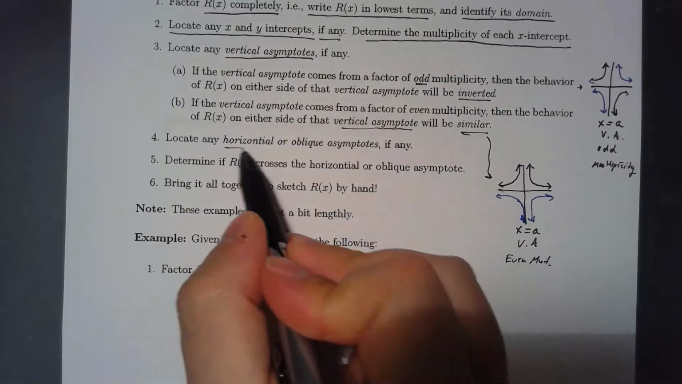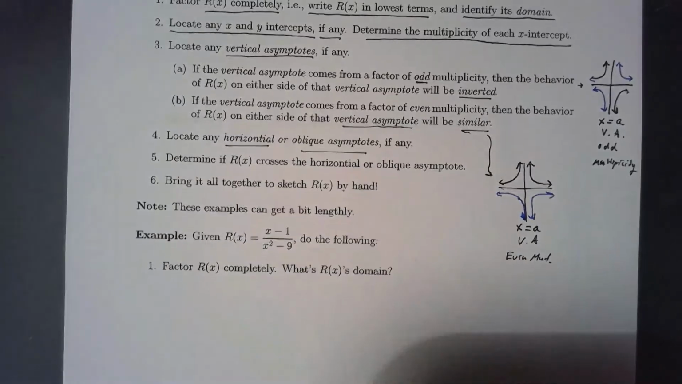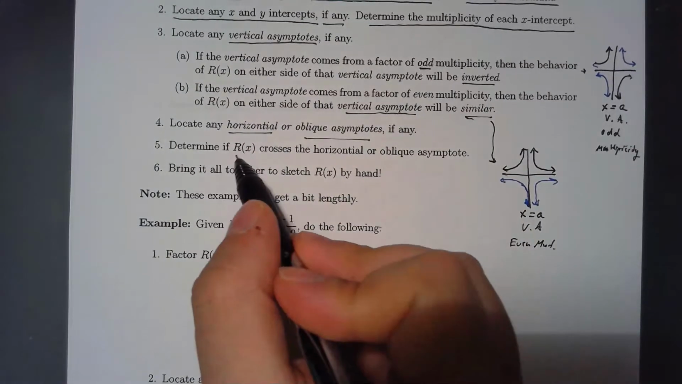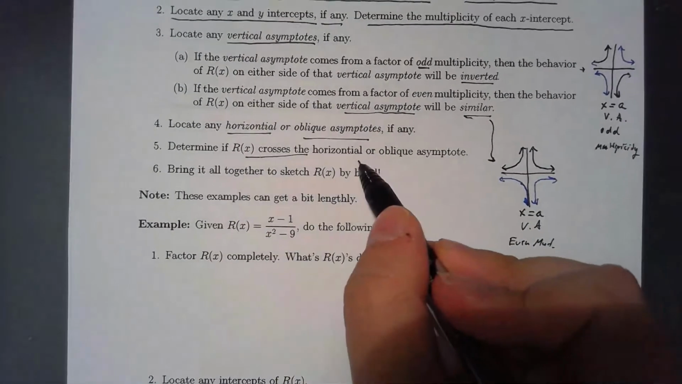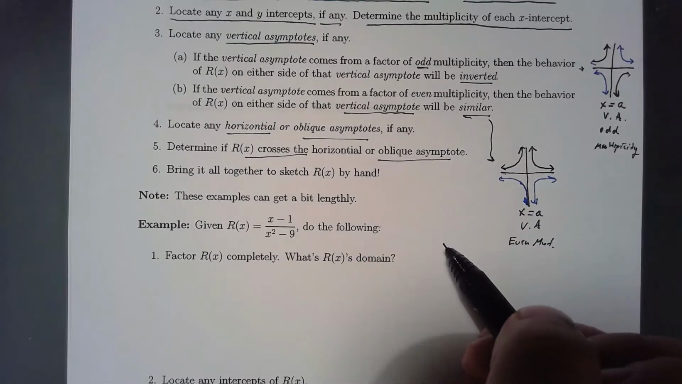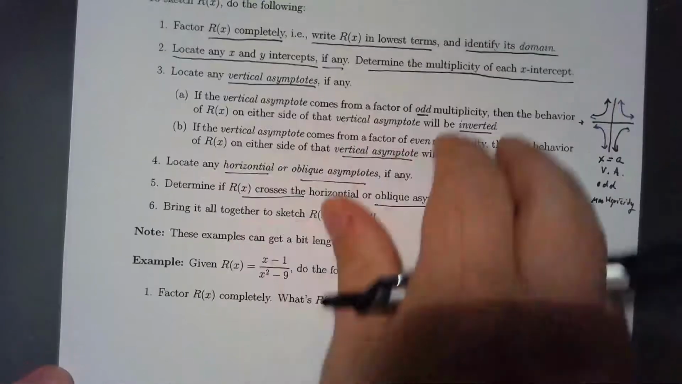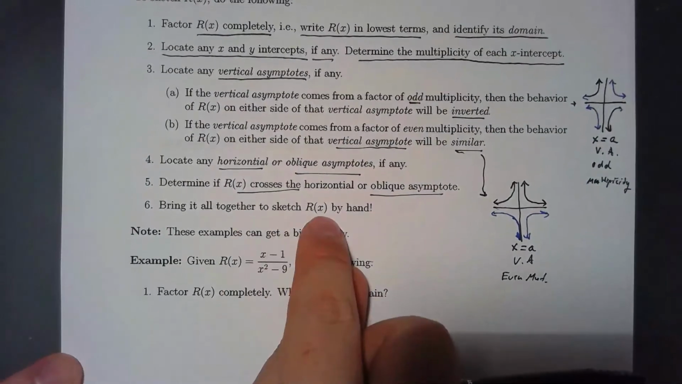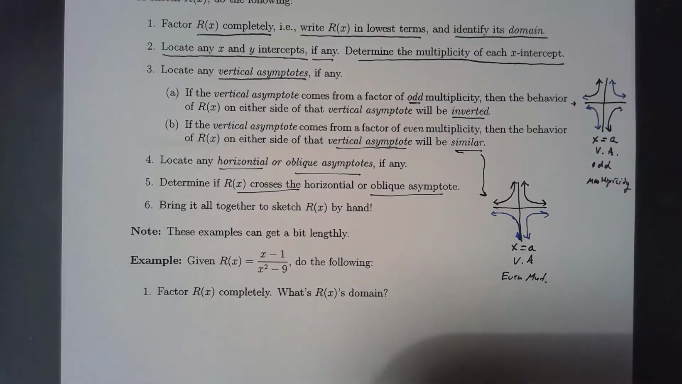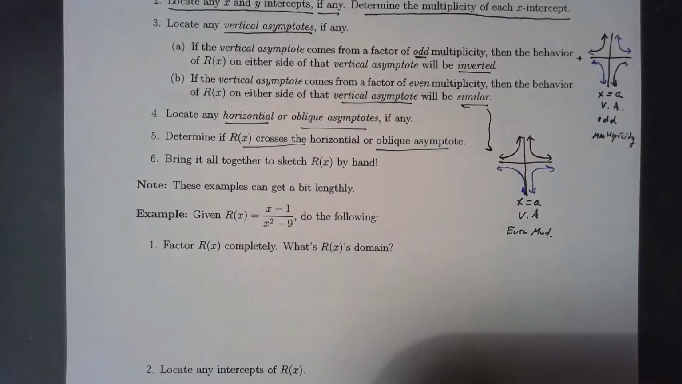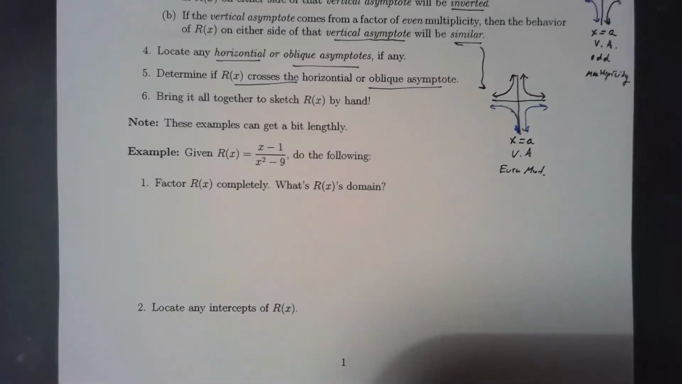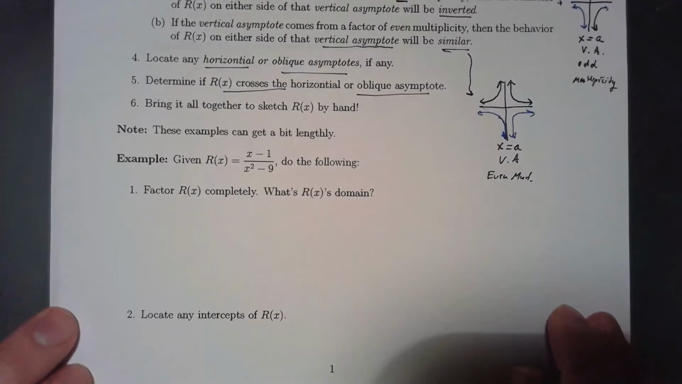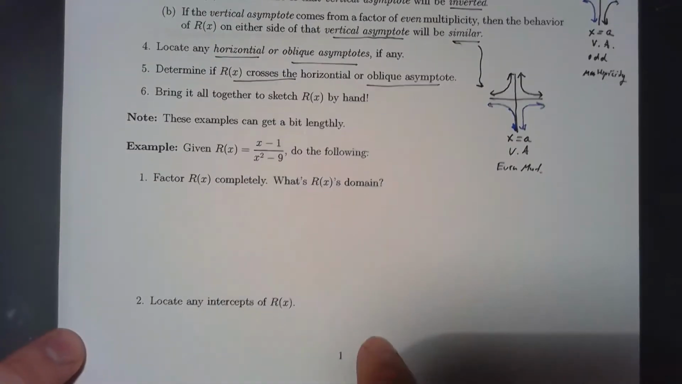Then you're going to find the horizontal or oblique asymptote. You're going to determine if the function crosses the horizontal or oblique asymptote. And then you're going to bring all the information together. So you're going to put all this information on the coordinate system, and then you're going to sketch it by hand. It seems like a lot of information, but just take it one step at a time. And when I make these problems on an exam, I will break it down in a similar way. So don't worry about remembering these steps.